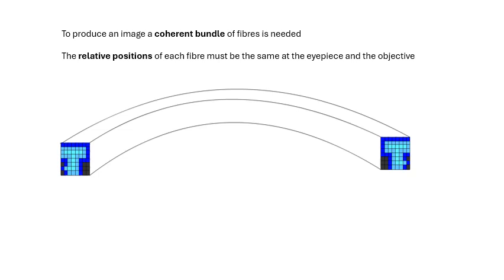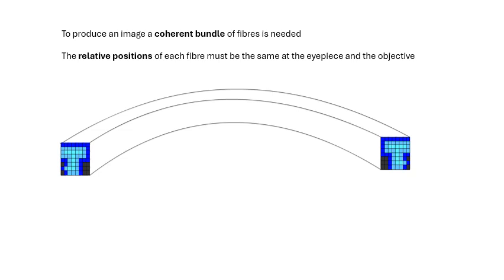Now, there's two types of cable which contain lots of fibres. You've got a coherent bundle and a non-coherent bundle. If you want an image, then you need a coherent bundle, which basically means that the relative positions of the fibres are the same at both ends. The end that you look in, which is the eyepiece, and then the end that the light enters, which is the objective. There would be lenses on top of these ends as well, so that everything's nice and focused.